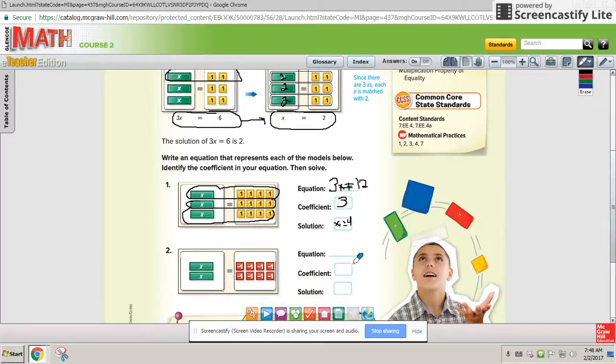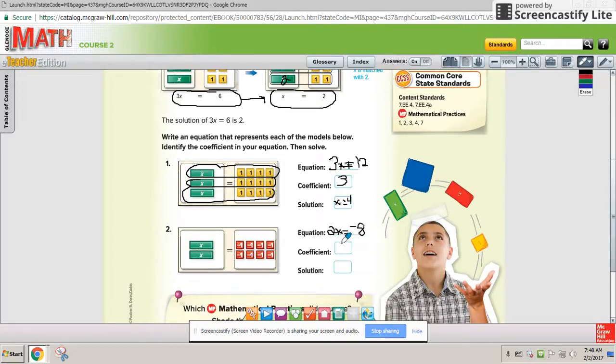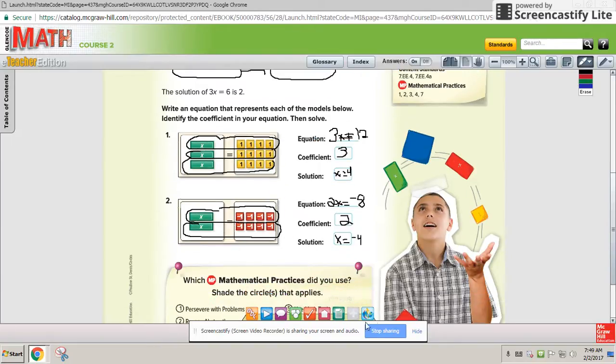Let's do the same thing here. Our equation is 2x equals -8. Our coefficient is 2, which means we need to divide this into only 2 parts. And when we divide it into 2 equal parts, our solution is x equals -4. So as you can see, our coefficient is telling us how many parts we have to divide this into.